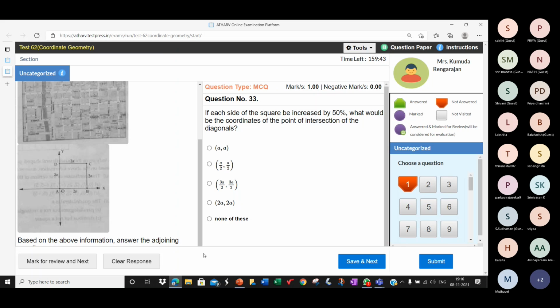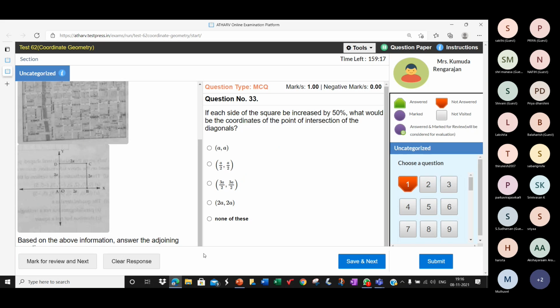It is nothing but the midpoint of any one diagonal, because both of them will have the same midpoint. So you can find the midpoint of any. 3a by 2, 3a by 2. If you take AC, A will be 0, 0. C will be 3a, 3a, because now it is 3a units.